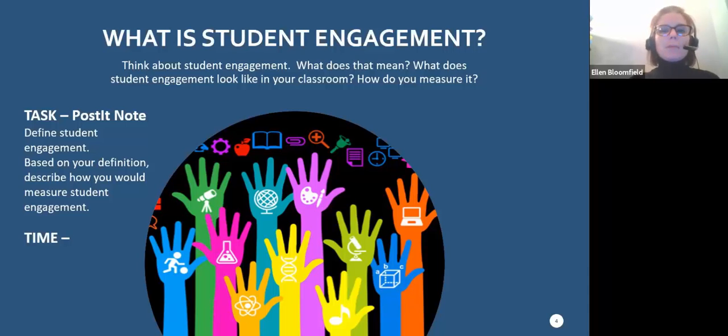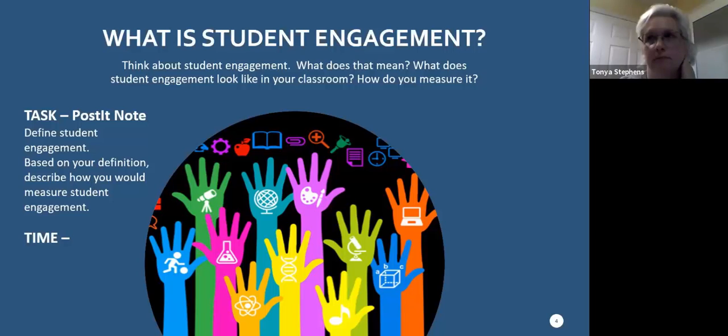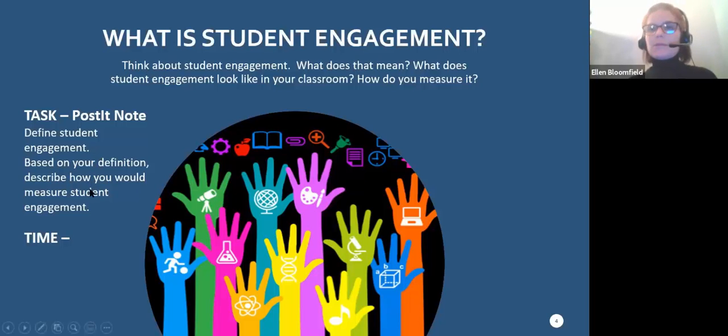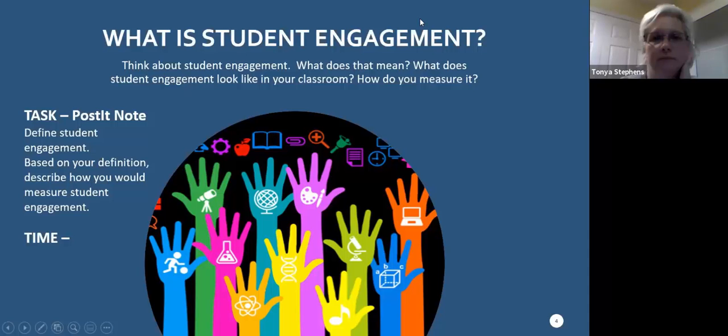What I'm going to ask you all to do in your groups is to spend about 2 to 3 minutes discussing this as a group, and then choose one person to report back to the main group. Does that make sense to you all? Did everybody get that? Okay. All right. So here we go. What does student engagement mean? What does it look like in your classroom? And how do you measure it? Here we go. Breakout rooms.